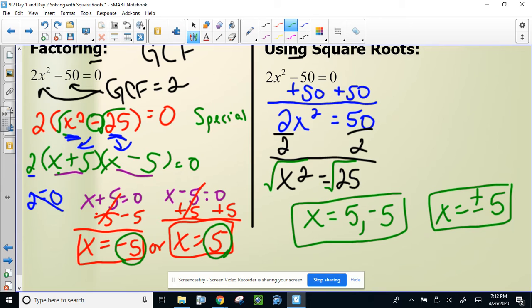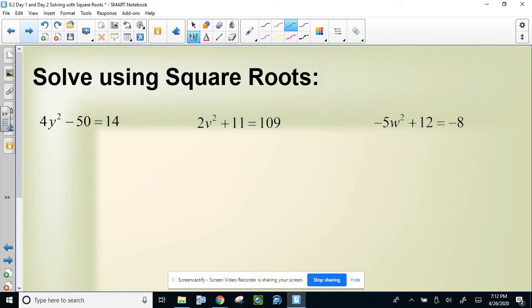I'm going to go through a couple of quick examples here so you can see some more different scenarios, but for the most part, that's the big thing. Get x by itself, square root it. Remember, you're going to have two possible answers. So let's take a quick look at these three.